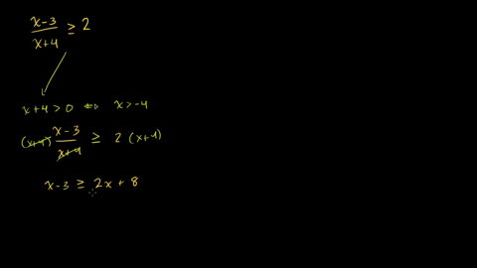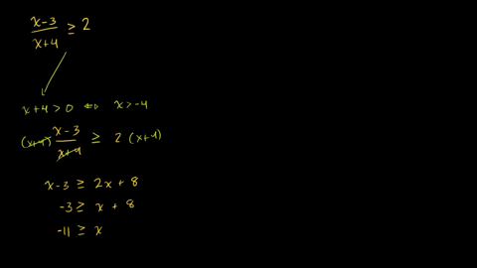We can subtract x from both sides. We get -3 is greater than or equal to x + 8; I just took x from 2x. And then we can subtract 8 from both sides. You get -3 - 8, which is -11, is greater than or equal to x. Of course, if we subtract 8, this guy disappears. So if we assume that x is greater than -4, then x has to be less than or equal to -11. Now that seems a little bit nonsensical.